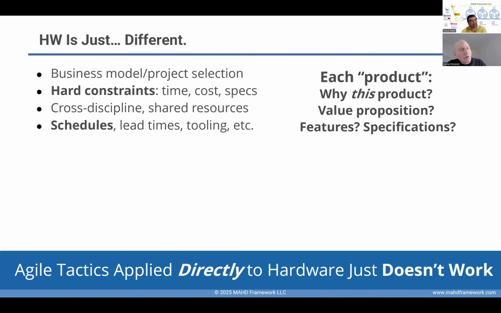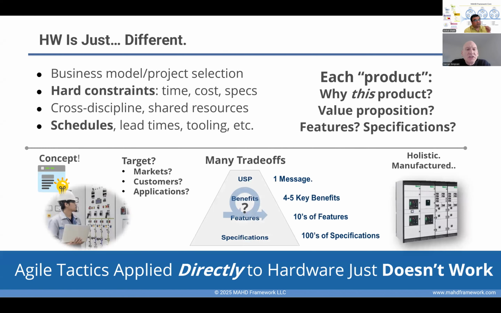different. And hardware has everything different, from basic business model to how we make decisions from the very beginning to hard constraints. We have to make severe trade-offs, often in time, cost, specifications, and our team just looks different. We have cross-discipline, where we have mechanical engineers, electrical, firmware, and software. And often we have to deal with things like schedules, and management really cares about schedules as well as lead times and all kinds of other factors like tooling.